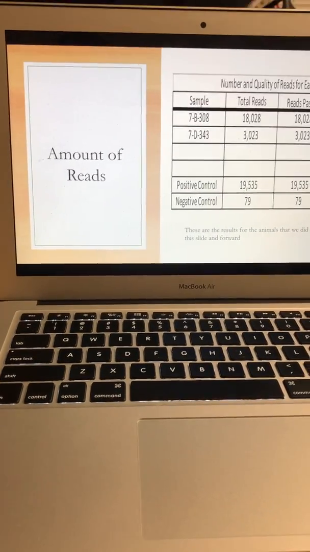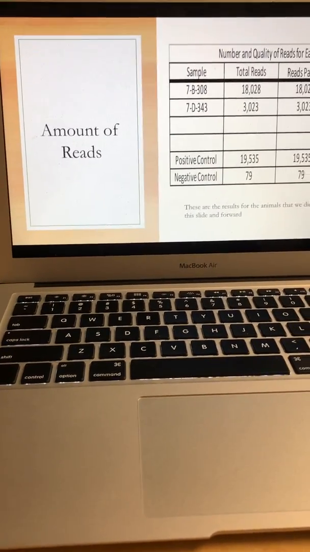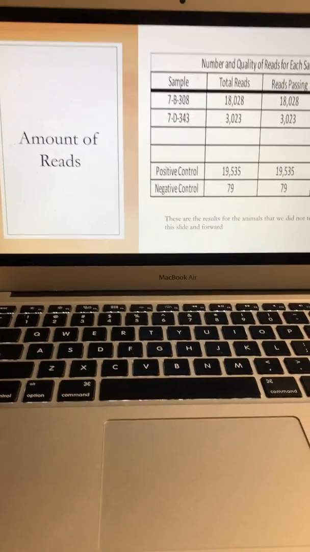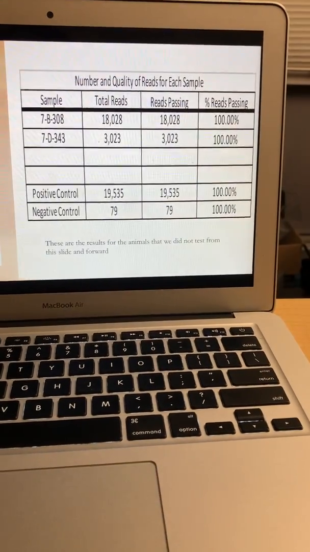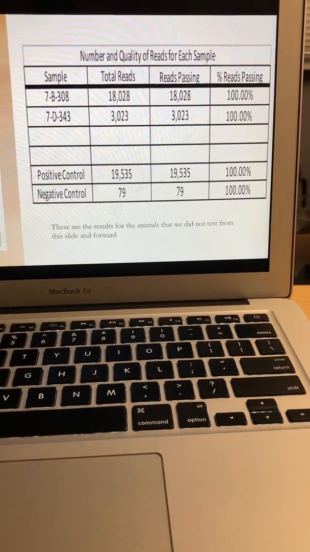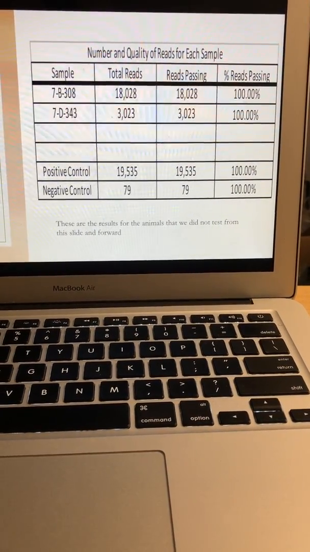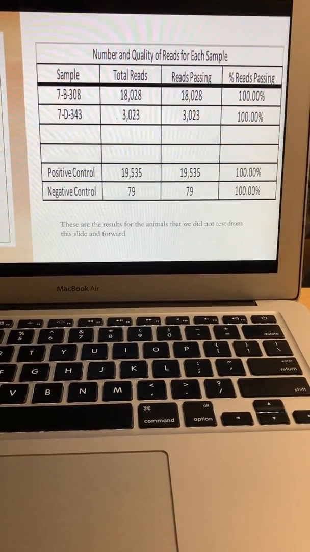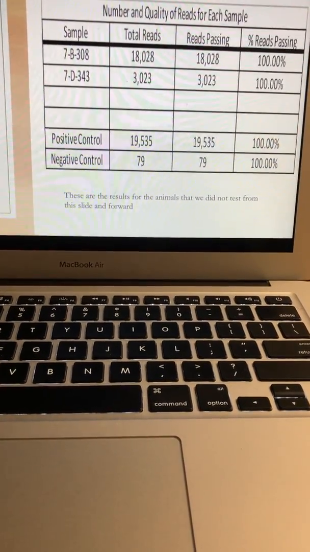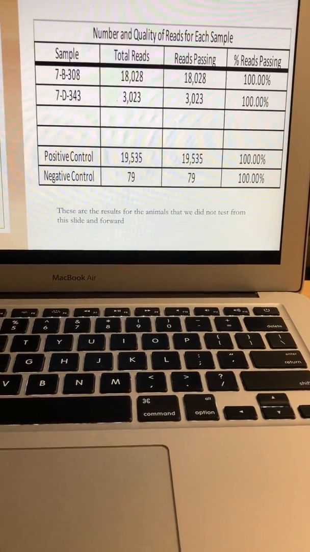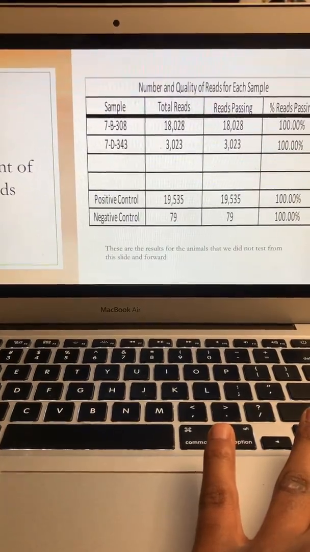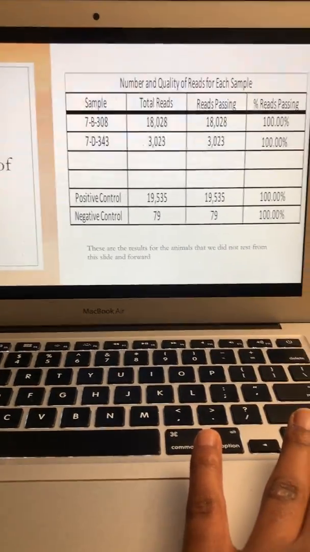So I am re-recording a section of my discussion and results that I missed in the previous video. This is the amount of reads that the sample we're analyzing had. As you can see, the sample has 100% of their reads passing, and the same thing with their positive and their negative. The significance of these samples is that these are the samples that we did not test. We got this from the lab notebook or from the previous results from previous years.